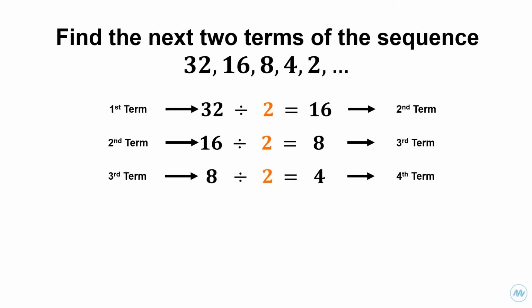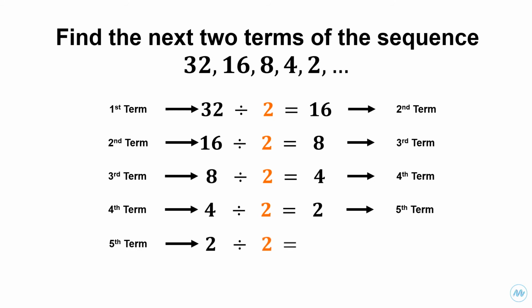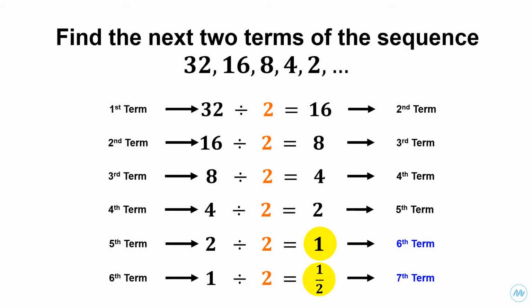The fourth term 4 is 1/2 the third term 8. And the fifth term 2 is 1/2 the fourth term 4. The pattern is simply dividing the last term by 2 to find the next term. Hence, the sixth term is 1 and the seventh term is 1/2.